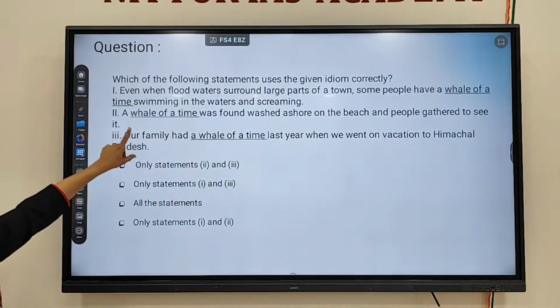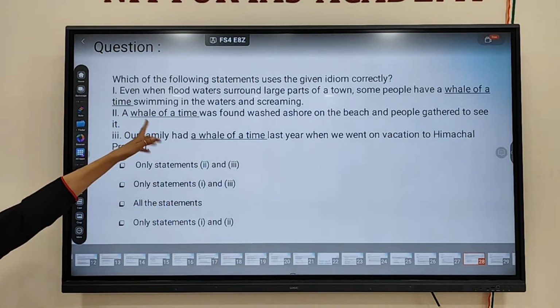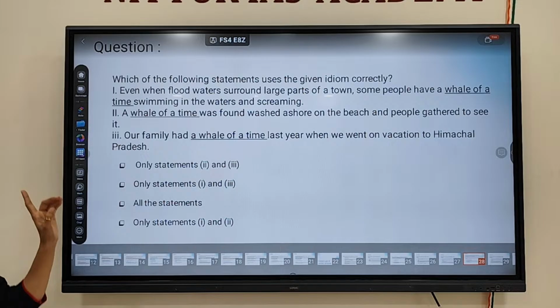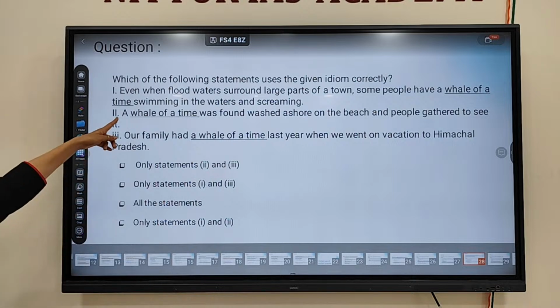See the verbs that they have used. Swimming and screaming, not drowning and screaming. If it was drowning and screaming, then okay, they are not enjoying. That much water is there, they're not able to breathe, they're screaming for help. But here they're swimming.